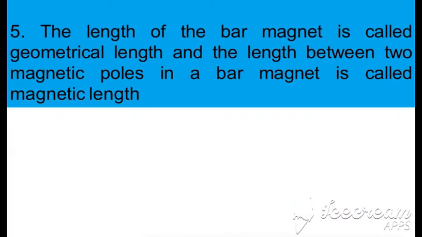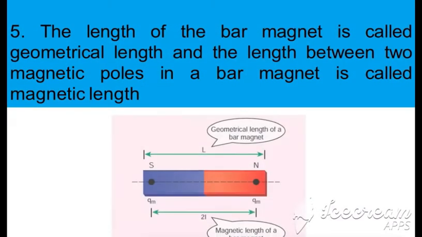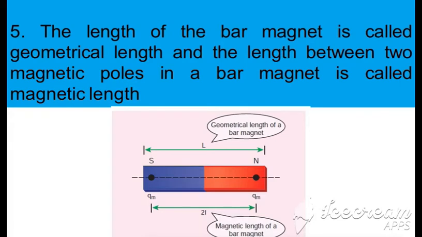Then the fifth one is, the length of the bar magnet is called the geometric length, and the length between the two poles is called the magnetic length. So this is a full magnet. The length of this full magnet, from here to the last end, is called the geometric length.